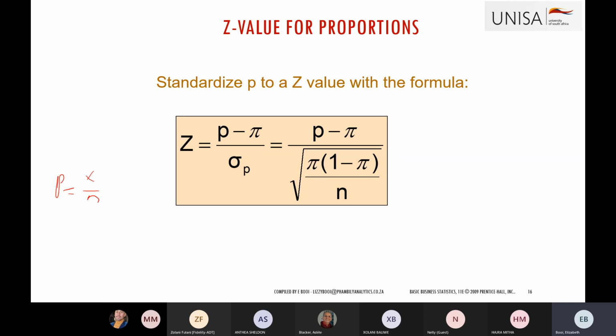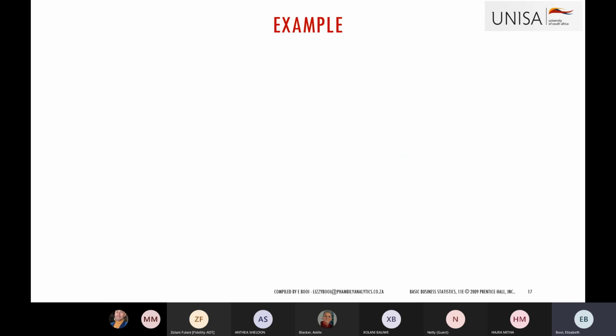Your population proportion will be given in the statement, and we use it also in the standard error or the standard deviation of the sampling distribution, which is the square root of the population proportion times 1 minus the population proportion, divided by n. Okay, let's look at an example.